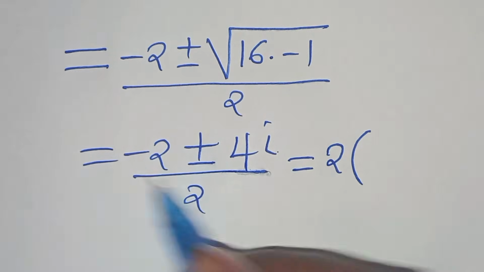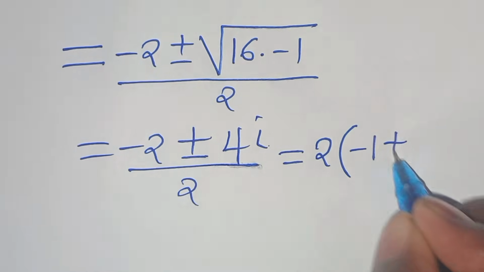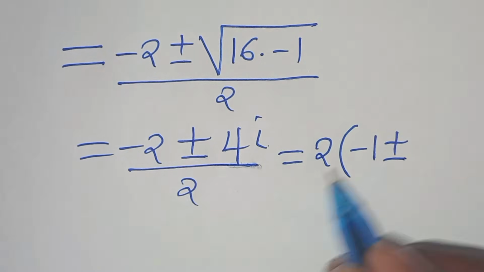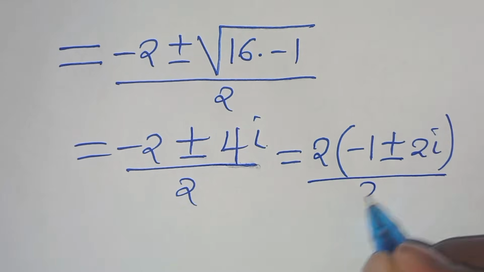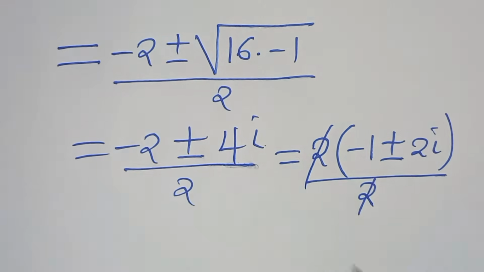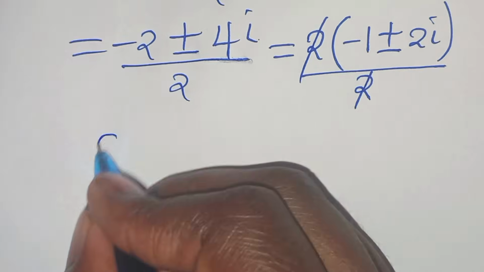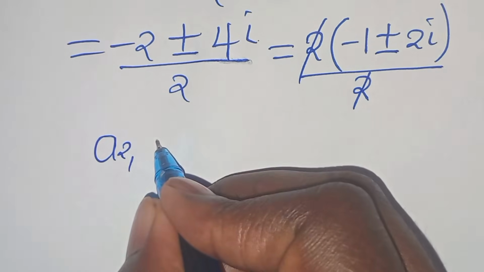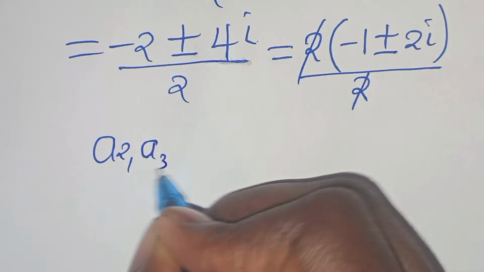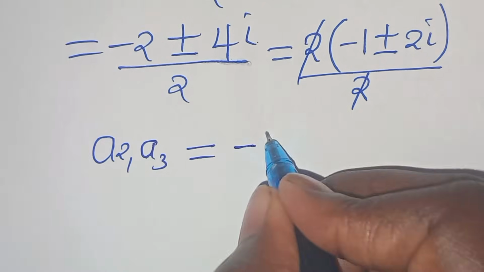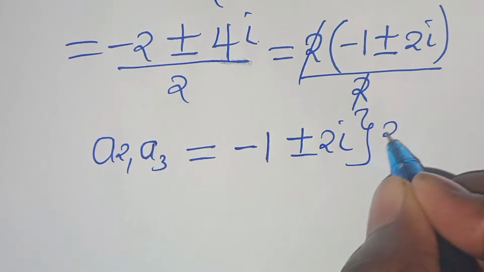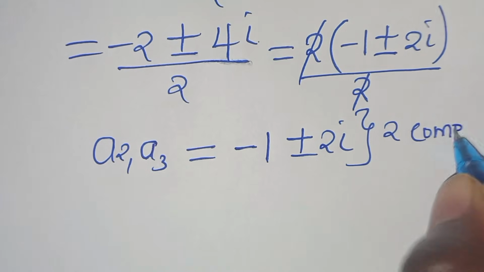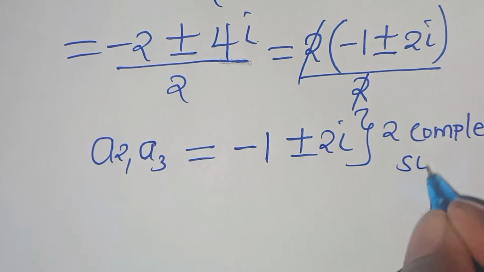So 2 divided by minus 2, this is minus 1, plus or minus 4i divided by 2, this is 2i divided by 2. So let's simplify here. So that now we have a2, a3, this is equal to minus 1 plus or minus 2i. Remember, these are two complex solutions.